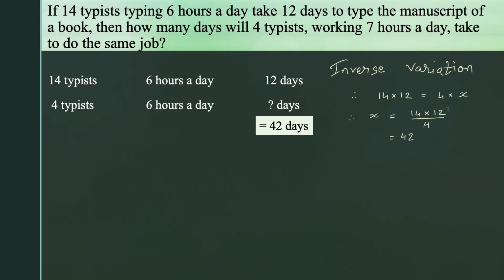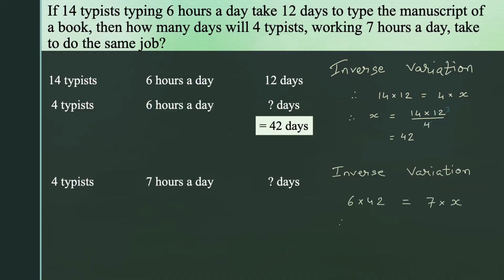Next, consider 4 typists working 7 hours a day instead of 6. How many days will they need to complete the work? More daily hours will reduce the number of days needed. Another instance of inverse variation. Therefore, 6 times 42 equals 7 times x. And solving for x, we find 36 days. Thus, 4 typists working 7 hours a day will take 36 days to complete the same work.